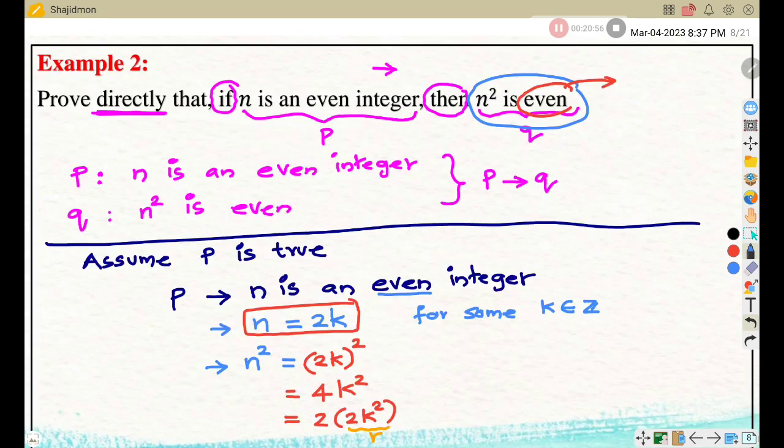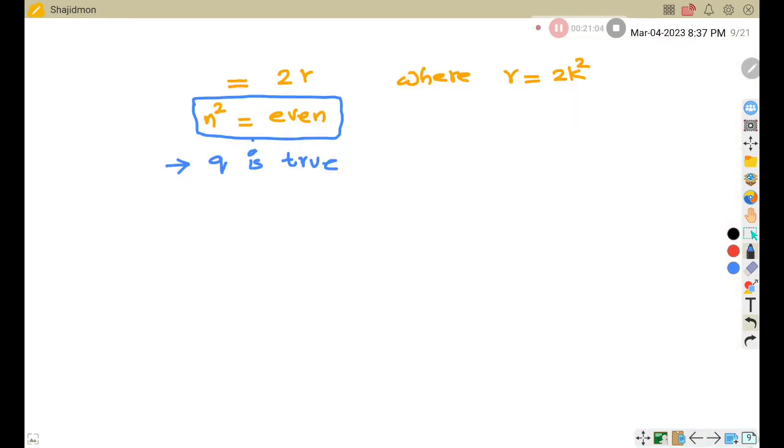So where did we start actually? We started with P is true. Then, from the P statement, we calculated n squared, and n squared is also an even number. So Q is also true. That means if P is true, then Q is also true. We proved that theorem. That means P implies Q is true. Hope you understood this question. We will do more questions in the exercise.